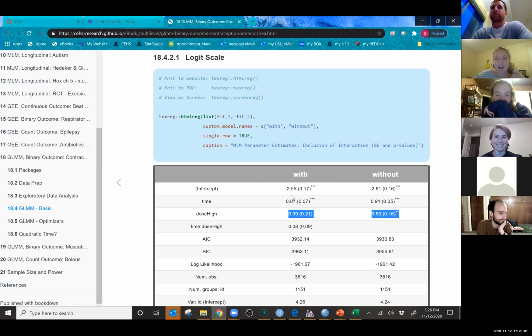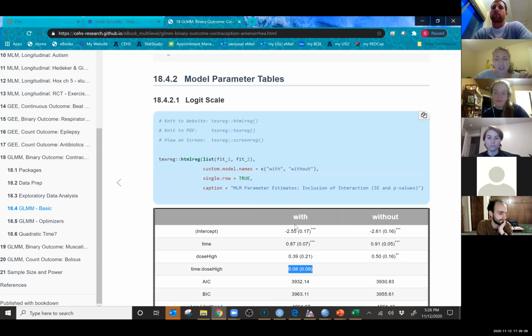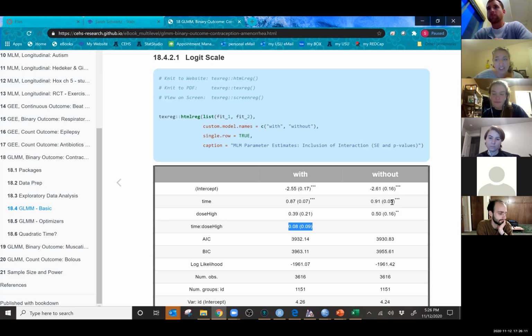You cannot trust the stars on a main effect when the interaction is also in the model. So the likelihood ratio test told us we should not have that interaction. So we should look at the model without the interaction. And that says, yes, there is a dose effect. Yes, there is a time effect. Now, these betas are in terms of the logit scale.